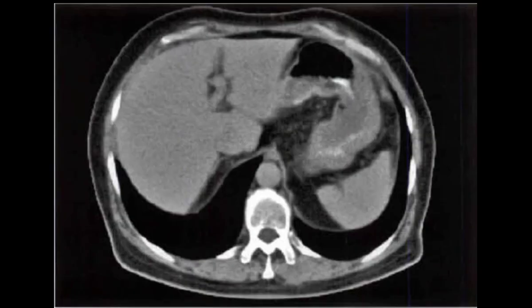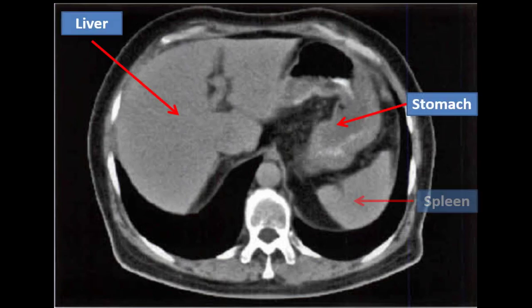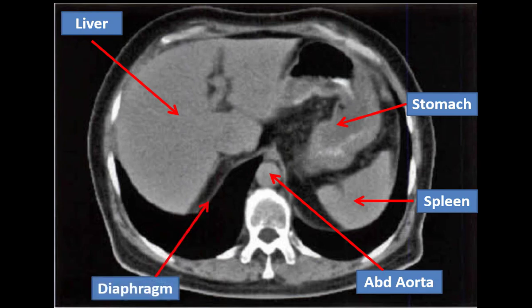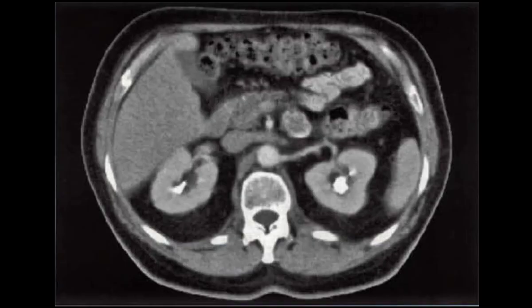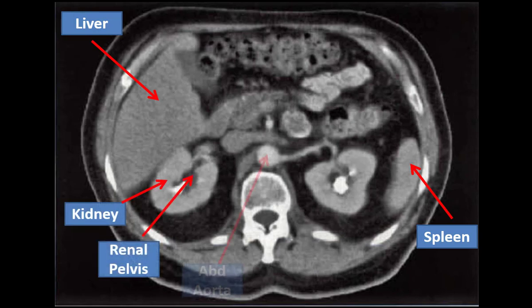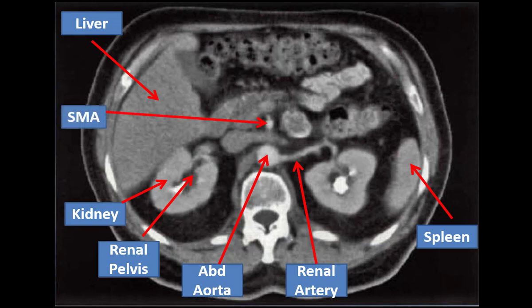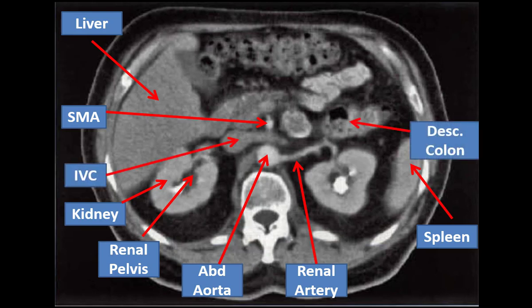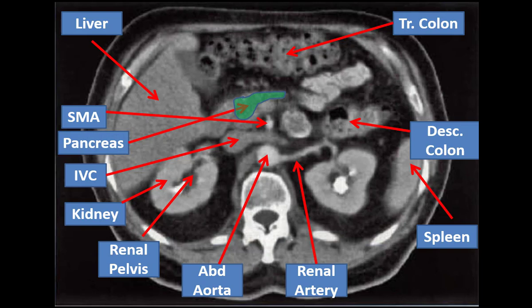Little about CT abdomen. CT abdomen, if you take just at the level of lungs and diaphragm, you see this is how a liver looks like, spleen, this is stomach, this is abdominal aorta, and this is the diaphragm, and these are the part of lungs. As you go down, you start seeing the kidneys. This is liver, spleen, kidney. This is renal pelvis, abdominal aorta, and renal arteries coming out of it. And this is superior mesenteric artery, and here lies the pancreas. IVC, descending aorta, transverse colon, and pancreas.